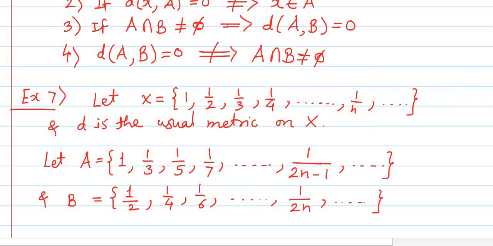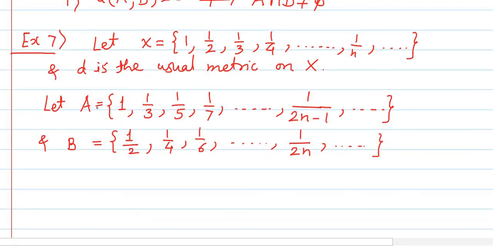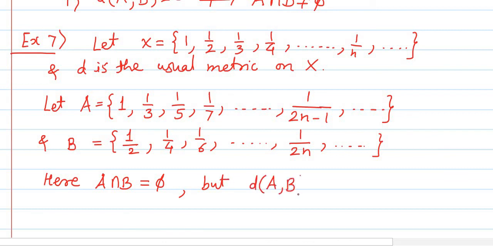So here we observe that A and B both are subsets of the metric space X, and they are such that they do not have any point in common. So here A intersection B is equal to empty set. A and B do not have any point in common, so A intersection B is empty. But we have the distance between sets A and B equal to 0.